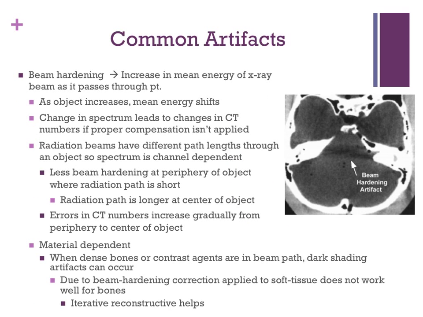Beam hardening refers to an increase in the mean energy of the X-ray beam as it passes through the patient. As the object size increases, the mean energy shifts higher because the lower energy photons are absorbed as the beam passes through the patient. This change in the X-ray spectrum leads to changes in CT numbers if proper compensation isn't made.